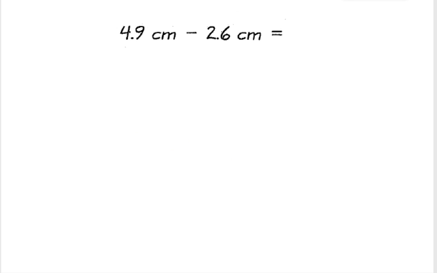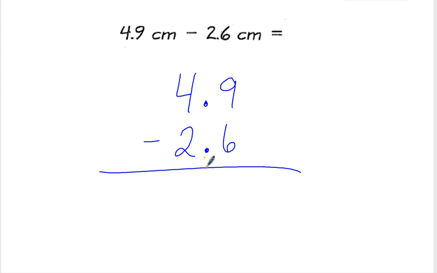Okay. So we can also subtract decimals, and we line them up the same way as when we add. So we have 4 and 9 tenths minus 2 and 6 tenths. Okay. Decimal comes straight down, and then we just subtract like we normally do. 9 minus 6 is 3. 4 minus 2 is 2. So the answer is 2 and 3 tenths.